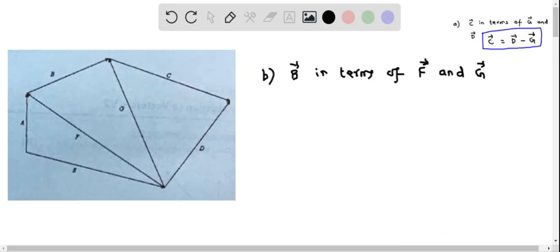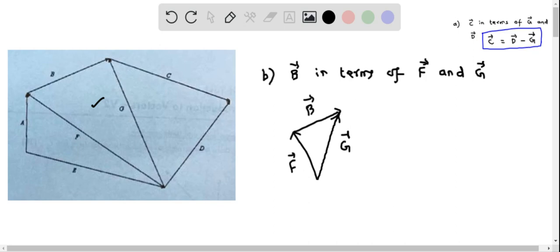Let's do part B. Here we write B vector in terms of F vector and G vector. So therefore, in this pentagon, we are going to utilize this triangle enclosed by these three vectors, B vector, F vector, and G vector. So we can see that F vector is going along this direction, and then it is connected by another vector, B vector, which is in the same order. This is F vector, and this is B vector, and then the resultant of these two vectors will be starting from the initial point of F and connecting the terminal point of B, and this is the G vector.